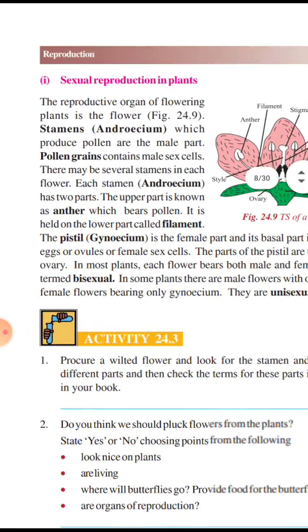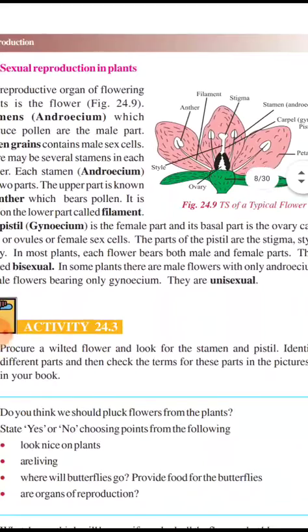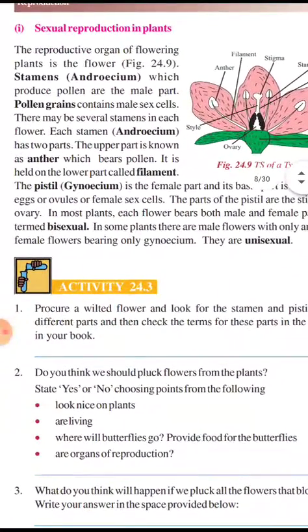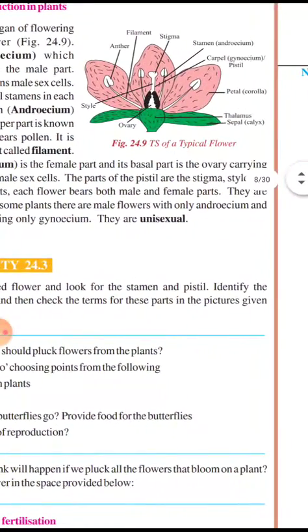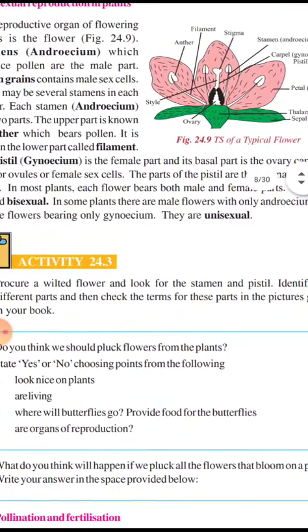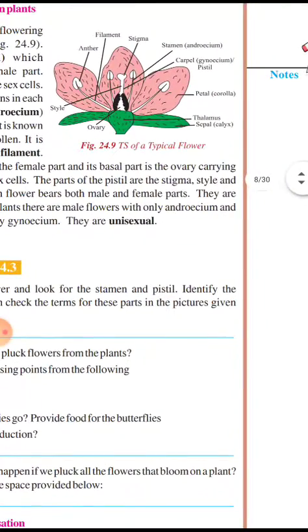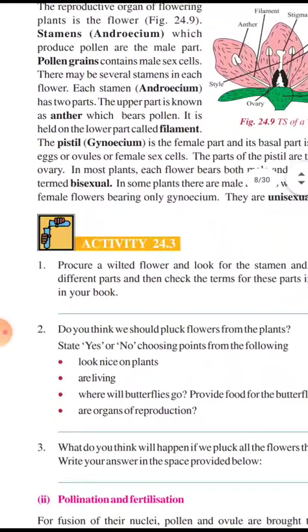The pistil or gynoecium is the female part, and its basal part is the ovary, carrying eggs or ovules, or female sex cells. The pistil, that is gynoecium, has some parts: stigma, style, and ovary.